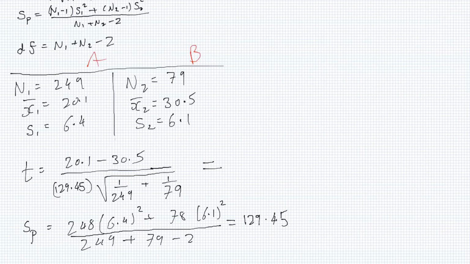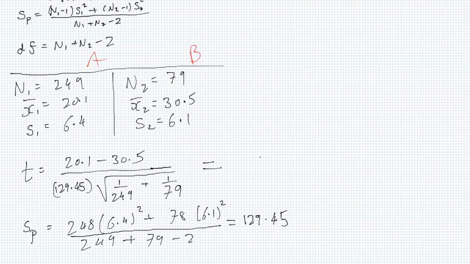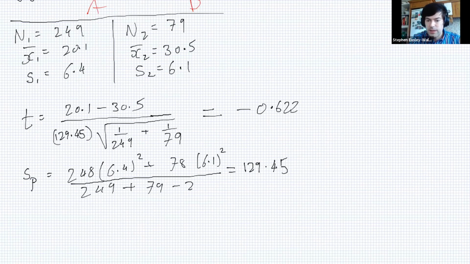So I got a negative. Yeah. Is it logical? Yeah, of course, negative's fine. What you got? Negative 0.622. Yeah, negative is fine. It can be positive or negative. So let's go check our tables.